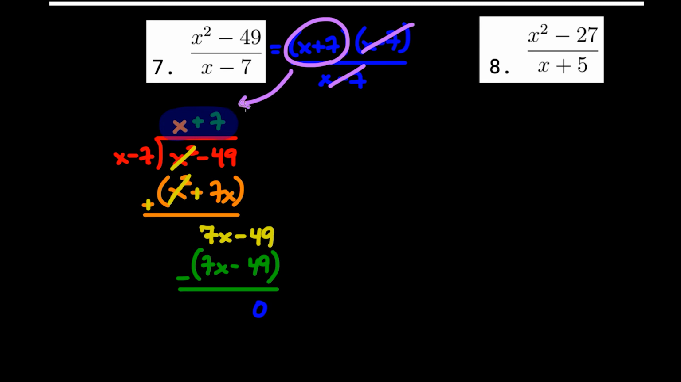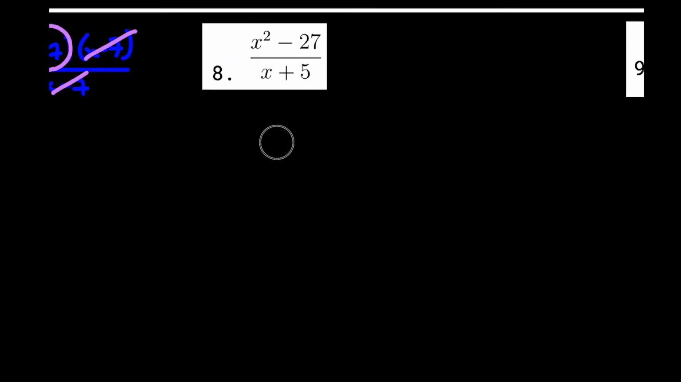But the next one does have a remainder, so you're not actually going to be able to do it that way. Okay, you have to use polynomial division. You cannot actually factor it out. So that's what we're going to do real quick. We're going to do x squared minus 27, and we're dividing this by x plus 5.